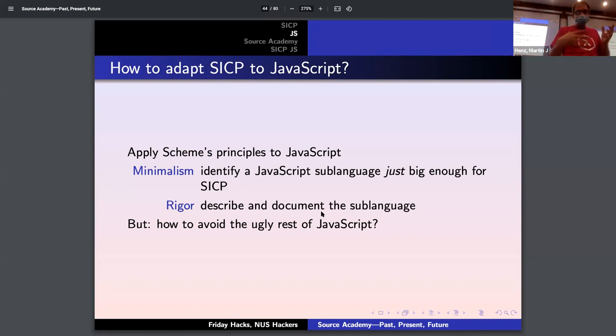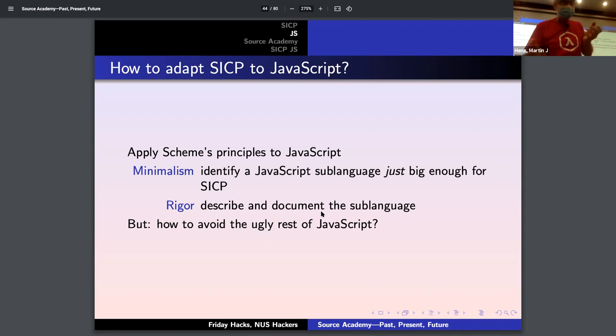But the problem was how to avoid the ugly rest of JavaScript. And that is the challenge that I see. That's the main challenge that I see in courses for freshmen. If you want to introduce freshman computer scientists to programming, you have this pressure that you want to use a language that is of common use, because the students want to find internships in their second year, and they want to do something that they know is relevant in the industry. And the industry wants us to teach languages that are relevant to them. So there is that pressure zone that we're in, that we have to take seriously.